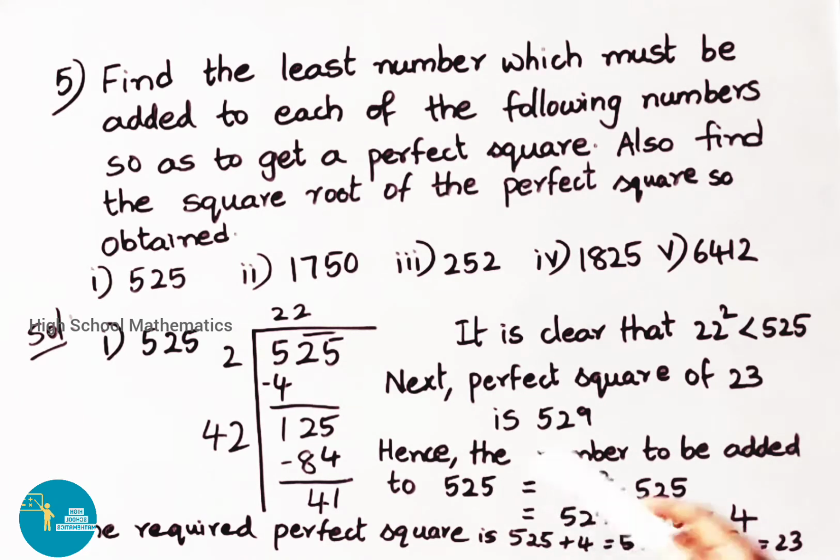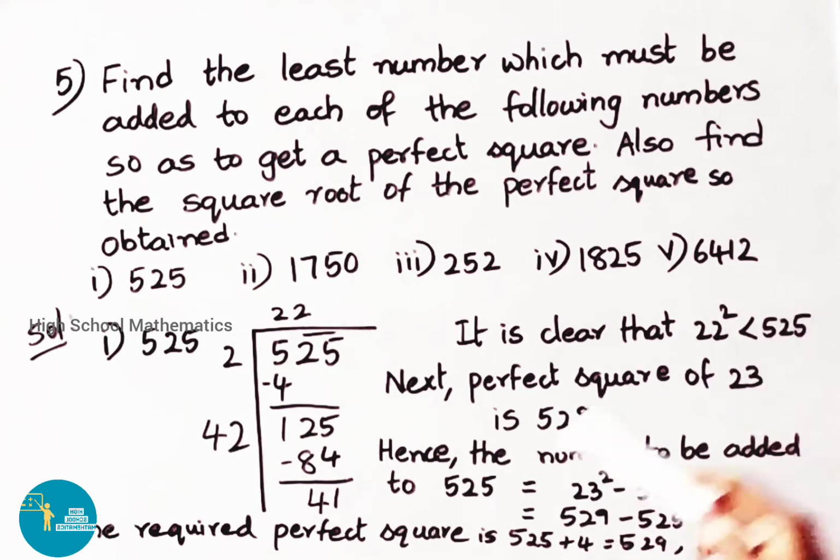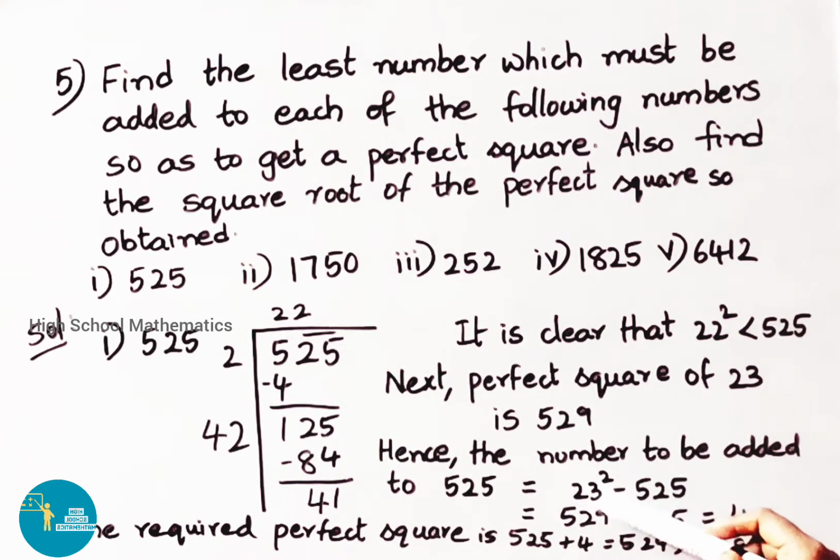Hence the number to be added to 525 is 23 square minus 525. 23 square means 529 minus 525. 529 minus 525 we get here 4. Therefore, the required perfect square is 525 plus 4, that is 529. Therefore, square root of 529 answer is 23.